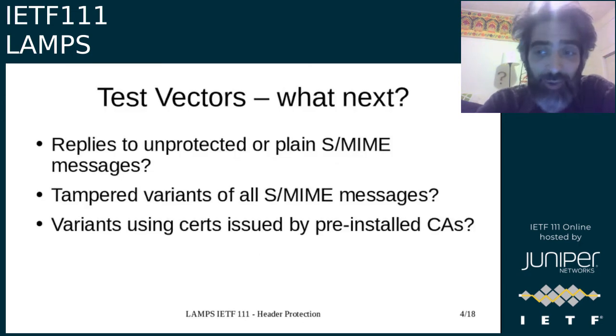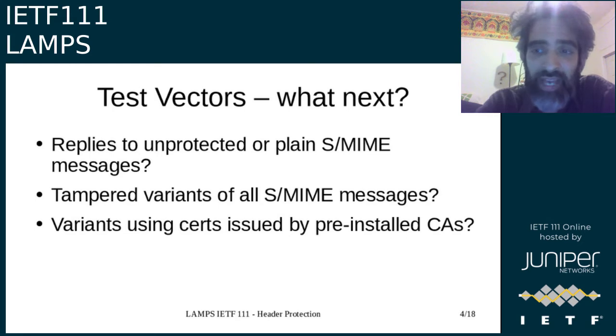Potentially, we want even more. This scares me, but we might want to see replies for the unprotected or plain S/MIME messages to see whether threading works for that. We might want to consider having tampered variants of all of the S/MIME messages so that you can see what happens in a client if a tampered message comes in. That would probably be useful, but that would basically double the number of messages. We may also want to consider creating these test vectors using certificates that are issued by certificate authorities that everyone widely trusts.